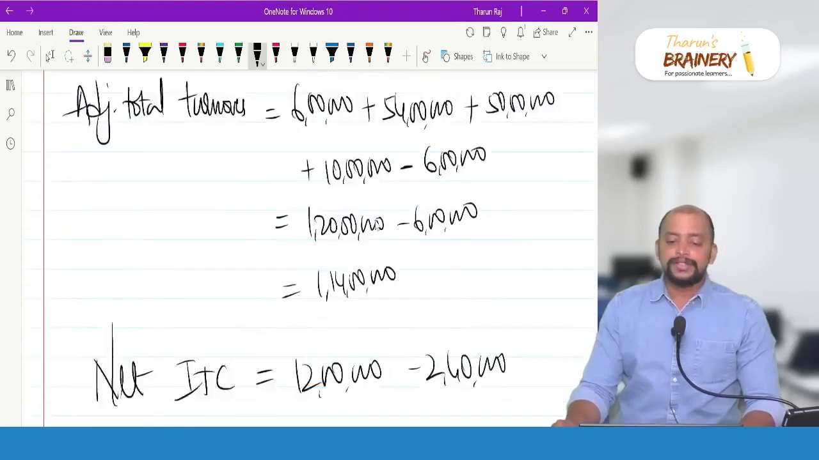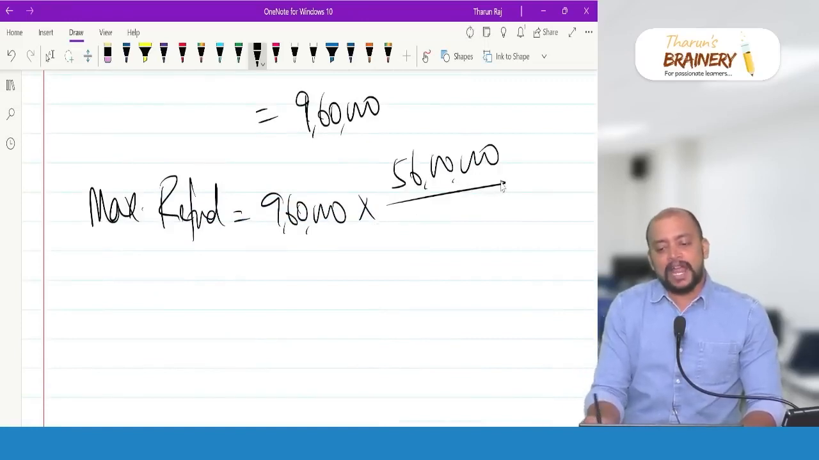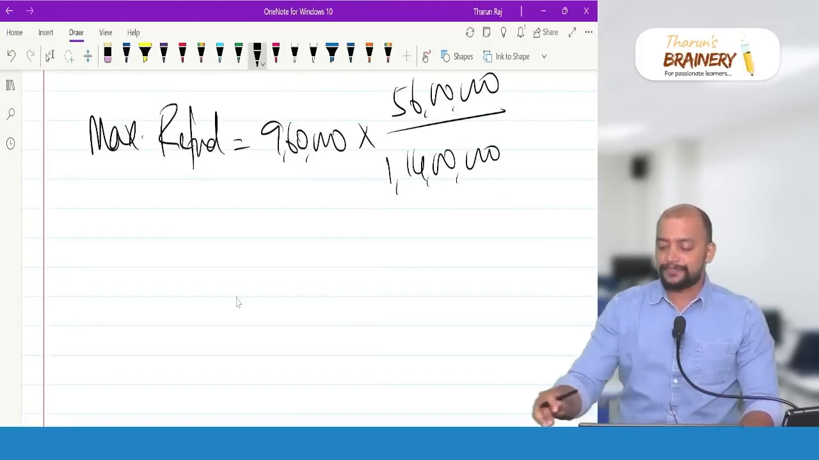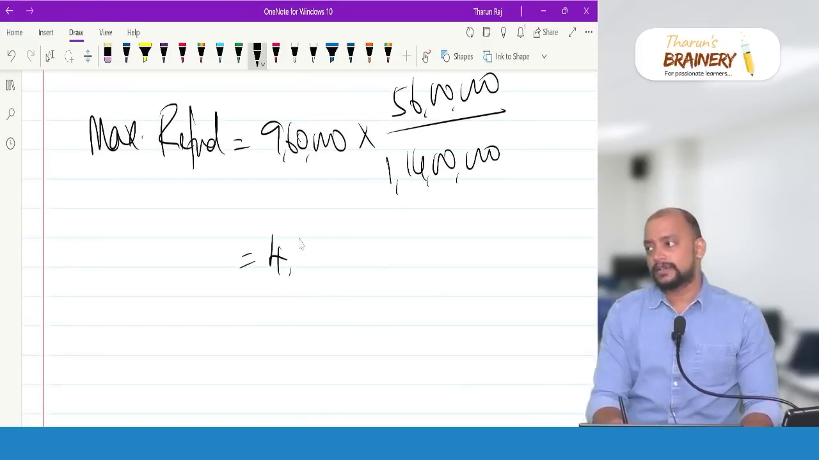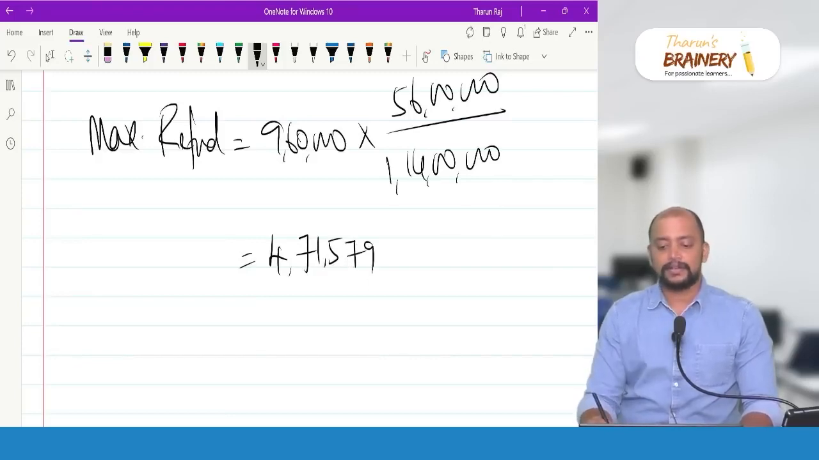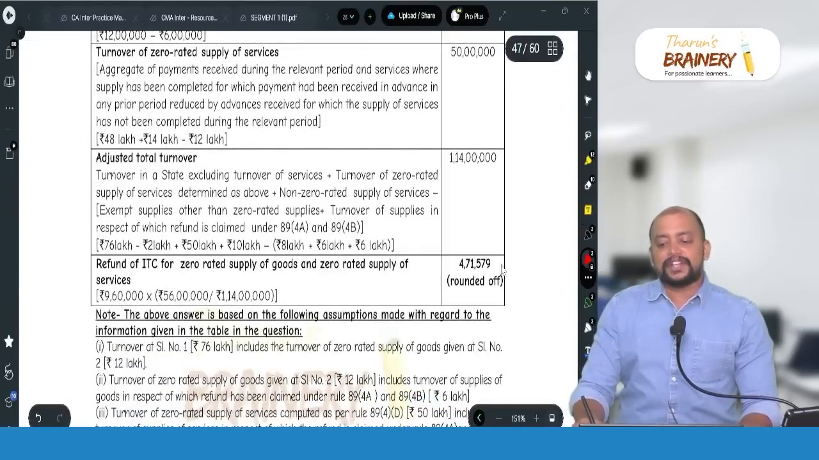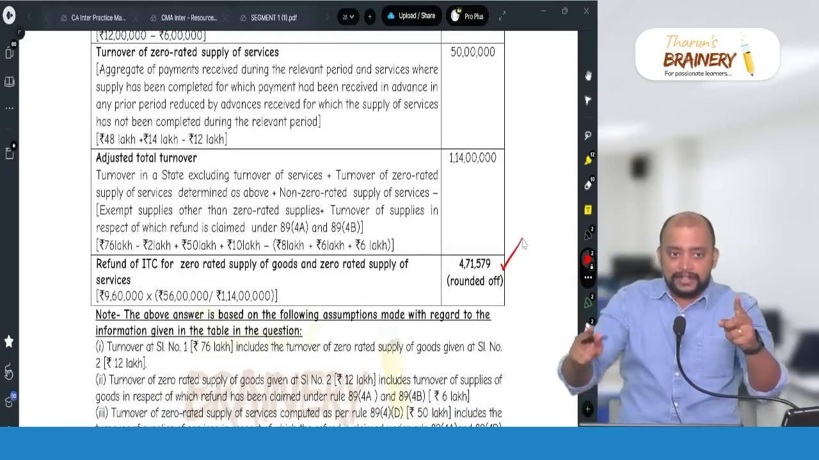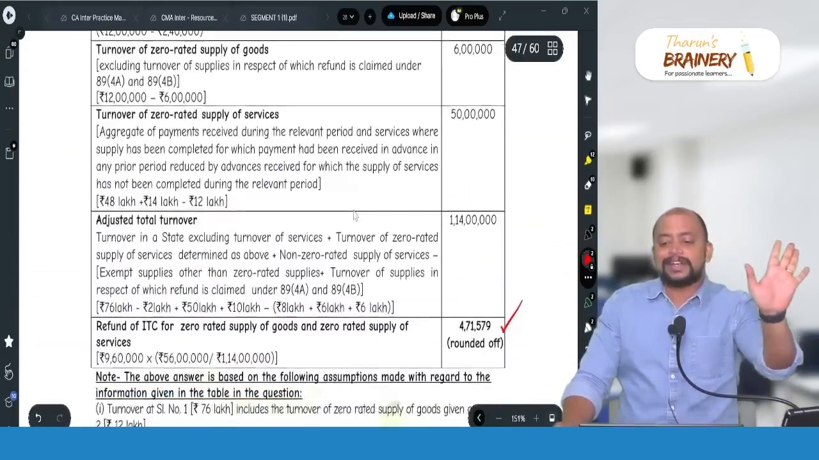Now, the maximum refund equals 9,60,000 into zero rated turnover 56 lakhs divided by adjusted total turnover 1 crore 14 lakhs, which is 4,71,579. This will be taken as the refund of ITC on account of zero rated. The refund we already got, 2,40,000, don't add. So under zero rated, how much is this?